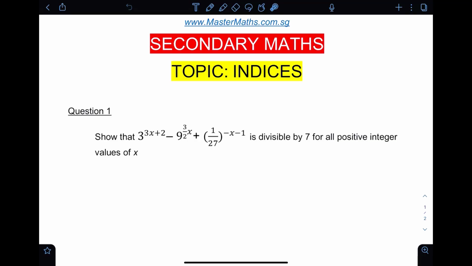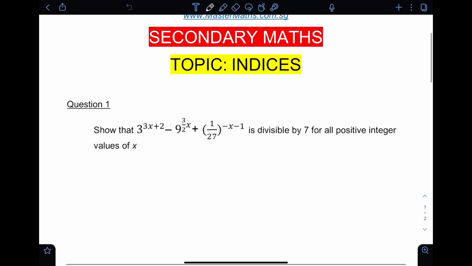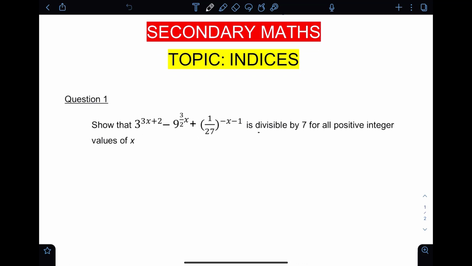Okay, this is a question on indices proving. Show that 3 to the power of 3x plus 2 minus 9 to the power of 3 over 2x plus 1 over 27 to the power of negative x minus 1 is divisible by 7 for all positive integer values of x.